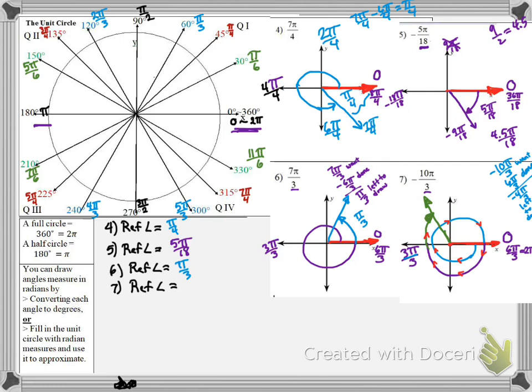Now my question is, how far am I from the nearest part of the x-axis? I'm definitely closer to this part than I am to that. So I went from 3/3, I had to go 4/3 up there. So this is pi over 3 for my reference angle. I want you to notice something here.